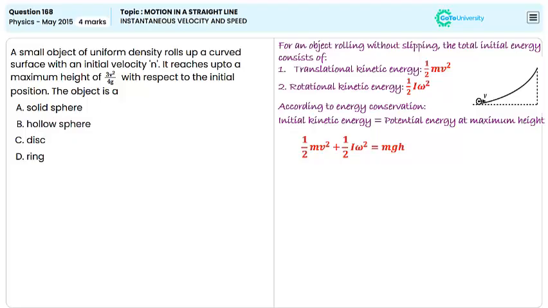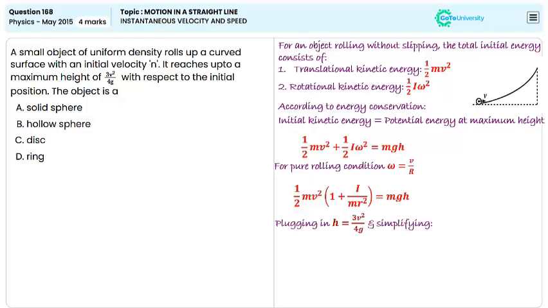According to energy conservation, initial kinetic energy is equal to potential energy at maximum height. So we can write half mv square plus half I omega square is equal to mgh, where m is the mass of the object, v is the linear velocity, I is the moment of inertia of the object, and omega is the angular velocity. Since v is equal to r omega, we can rewrite kinetic energy as half mv square into 1 plus I by mr square is equal to mgh.